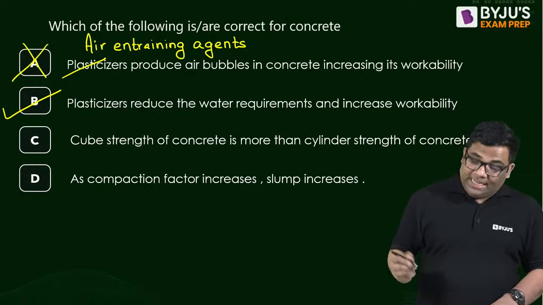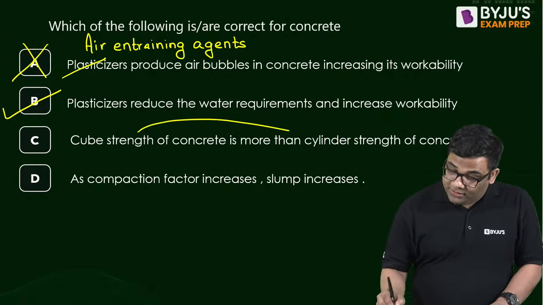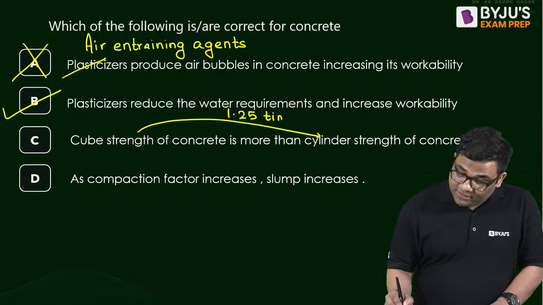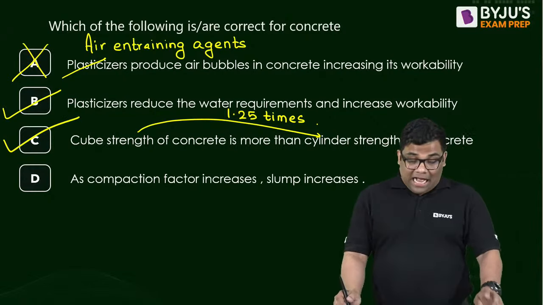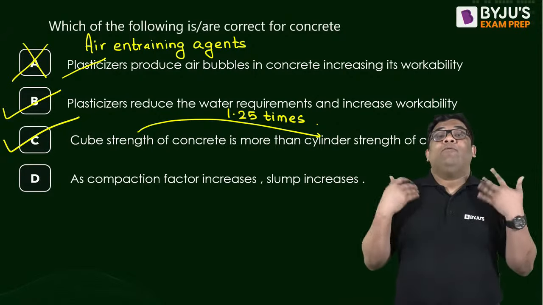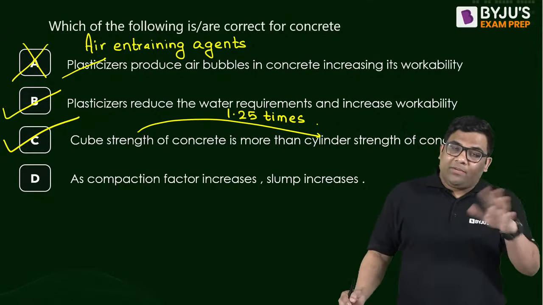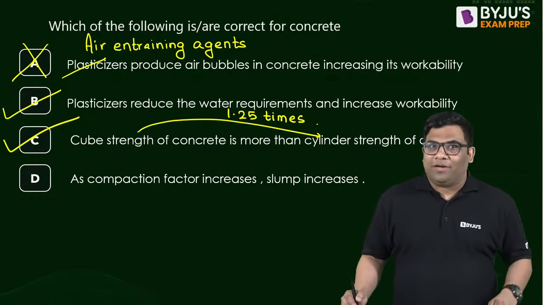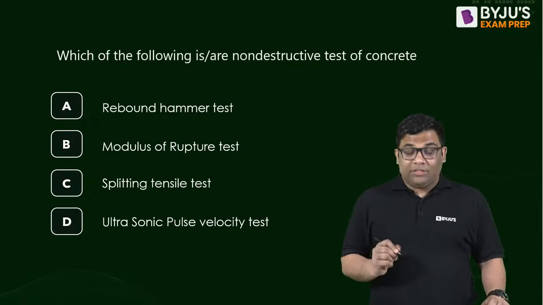Now cube strength is actually more than the cylinder strength, right? The cube strength is how much? It is 1.25 times your cylinder strength. So I can say that your C option is also correct. And last option, yes, as compaction factor increases, slump value also increases. Or I can say, when the slump value is more, workability is more. Even when the compaction factor is more, the workability is more, right? So B, C, D. Okay, now this question.